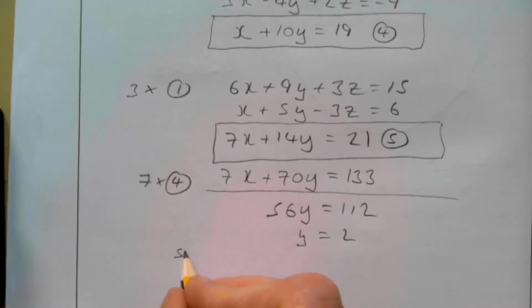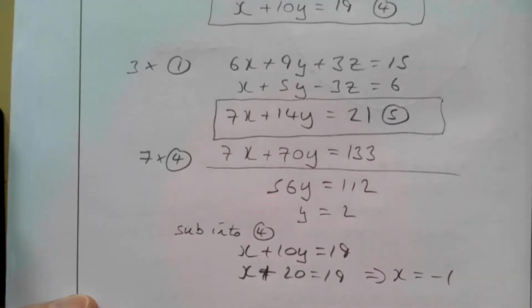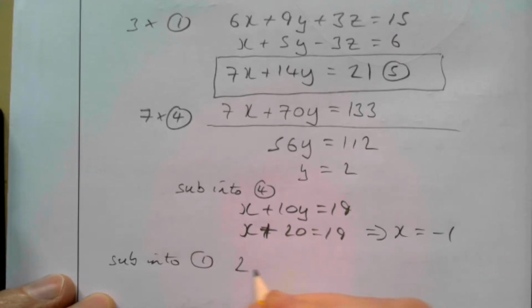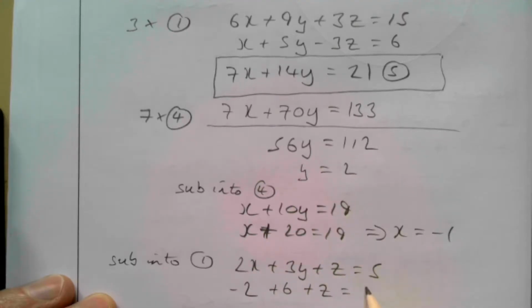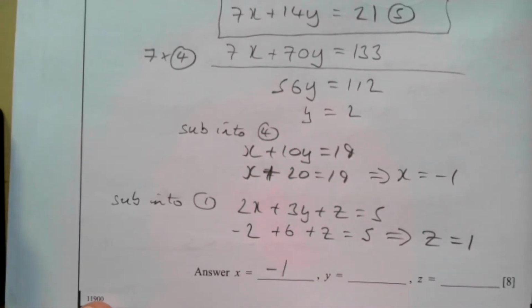If I substitute then in the 4, which is x plus 10y is 19, is x plus 20, sorry, that'd be a plus 20, equals 19, so my x value then is minus 1. And then finally sub back into 1, 2x plus 3y plus z equals 5. X is minus 1, so it's minus 2 plus 6 plus z equals 5. I rearrange that and I get z equals 1. So my three values then are x is minus 1, y is 2, and z is 1.